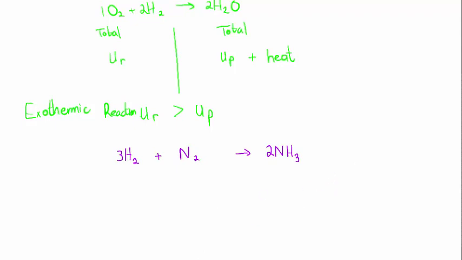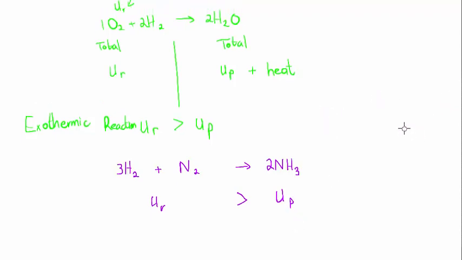Now this one is once again just an example of an exothermic reaction, which means that the energy that is used to keep hydrogen and nitrogen together, the total energy here would be greater than the energy keeping nitrogen and hydrogens together. Okay. Now, one thing that you'll notice is what we call the heat of a reaction, the enthalpy.